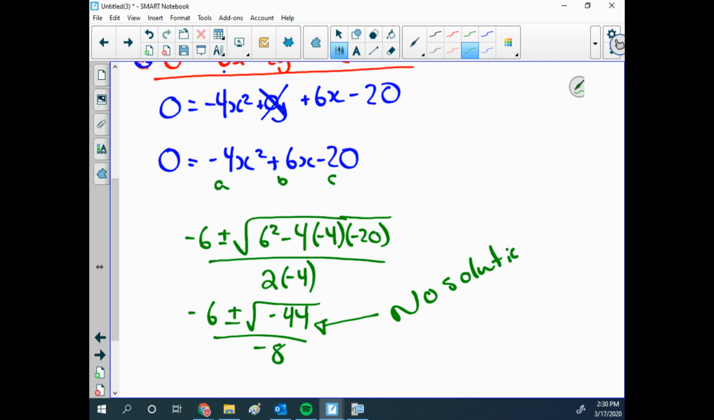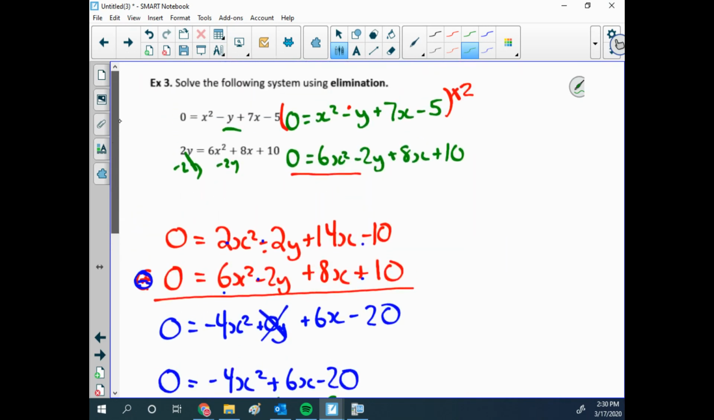So what does that mean in the context of this question? Well, that means these two lines don't intersect. Okay, so no intersection for these two. I just want to also point out, if you got to the place here, where you either add or subtract and everything cancels out, that means those expressions are equivalent. They're completely the same, and so you would have an infinite amount of solutions.